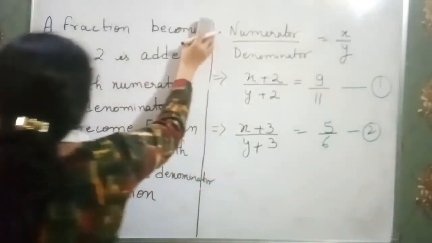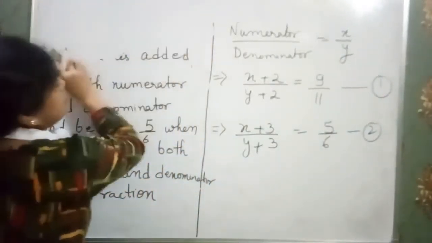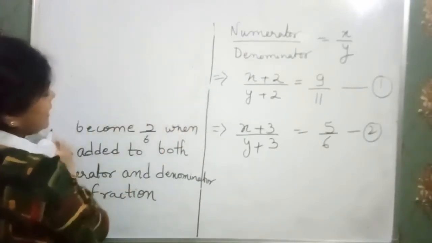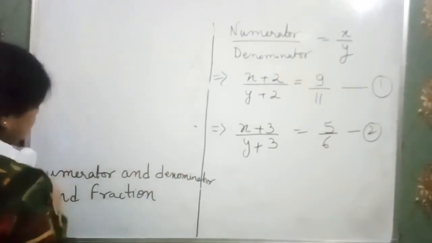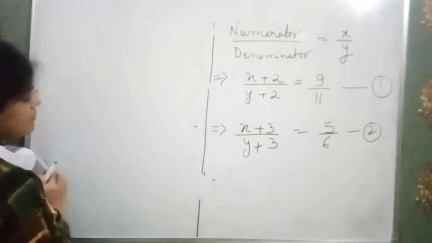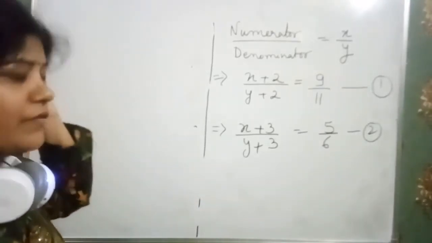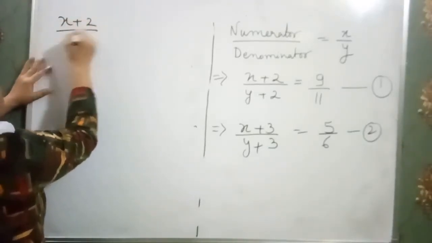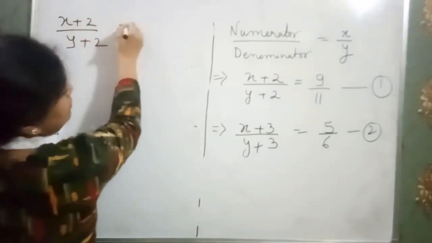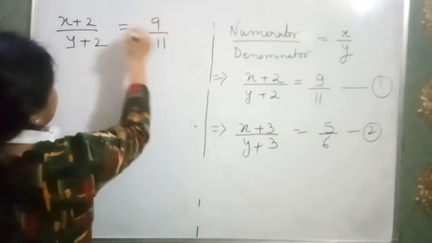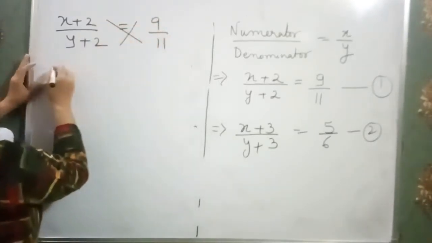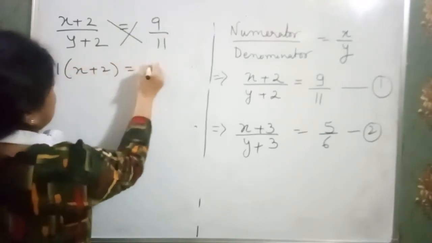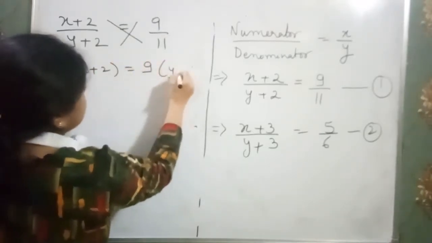So how can we do it? In case of fractions, firstly we solve the equations which we got by cross multiplication and make it in the simplest form. Okay. Firstly, I will take the first equation, (x plus 2) over (y plus 2) is equal to 9 over 11. When we cross multiply it, we get 11 times (x plus 2) is equal to 9 times (y plus 2).